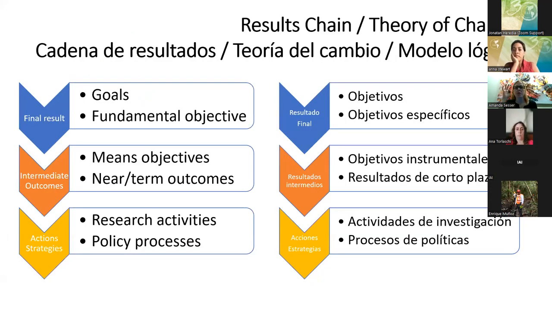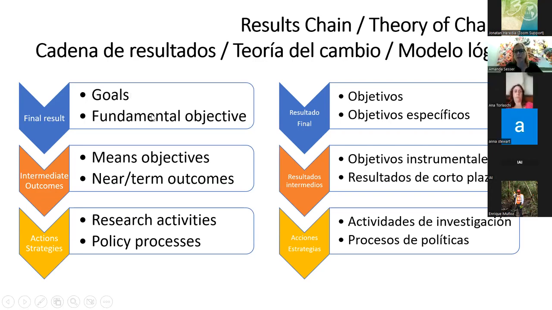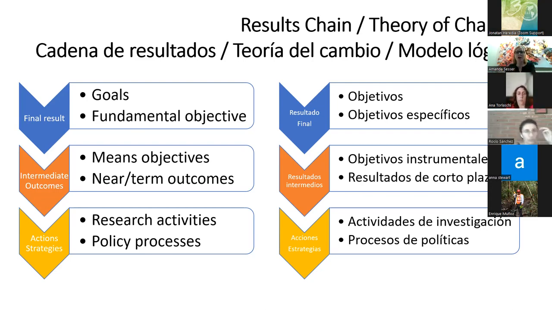In order to understand what we're talking about, there's some fundamental vocabulary. Here on the left side, we have final result. Sometimes we call that the goal of the project or the fundamental objective. And then we have intermediate outcomes, and those are the things that have to happen in order for other things to happen. They're not the end result that we're going for. The end result that we're going for sometimes is outside of the scope of a scientific project. It might even take 10 or 15 years to reach that final objective. But we are saying if we achieve our intermediate objectives, we're on our way to getting there.